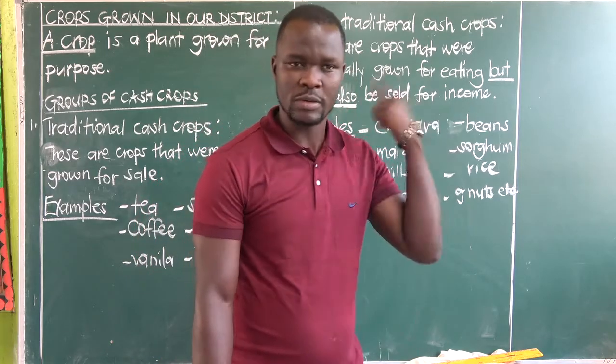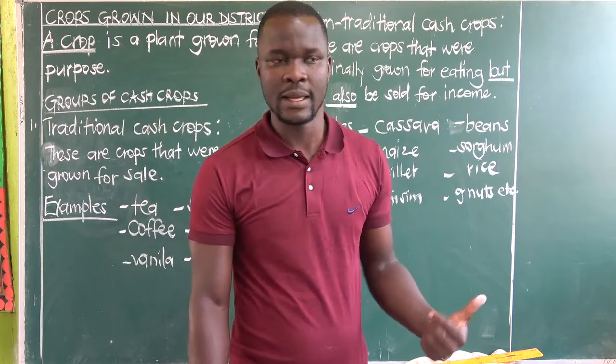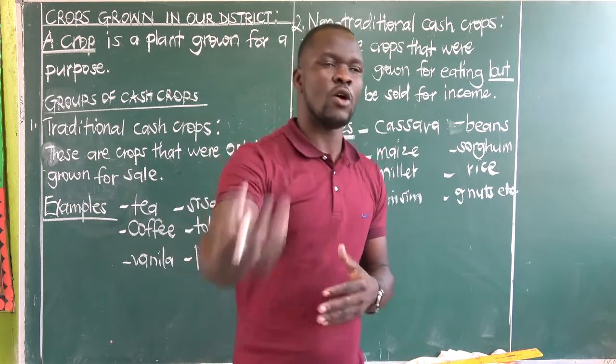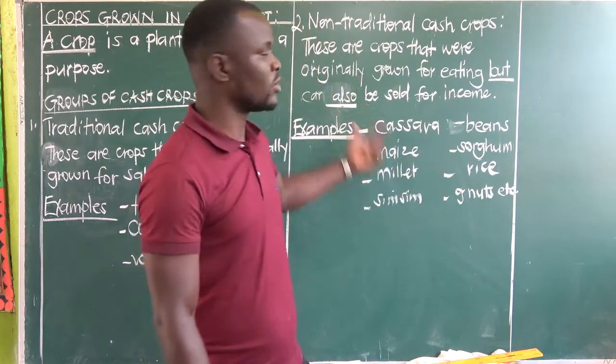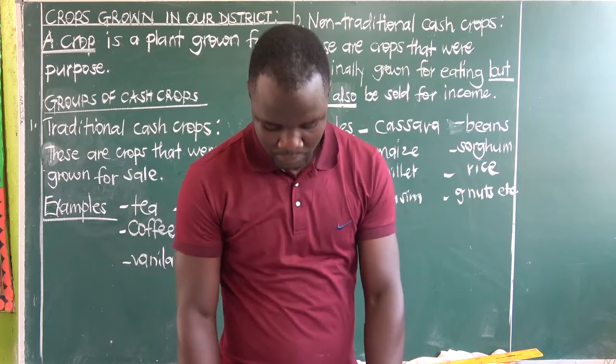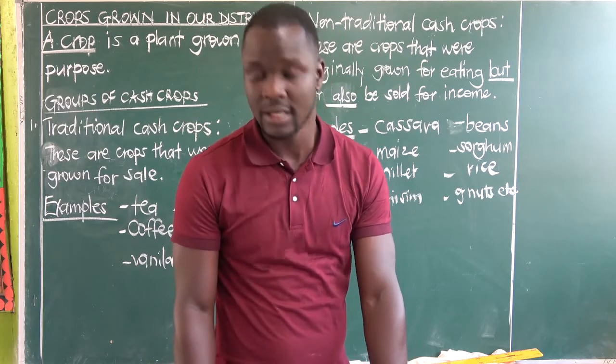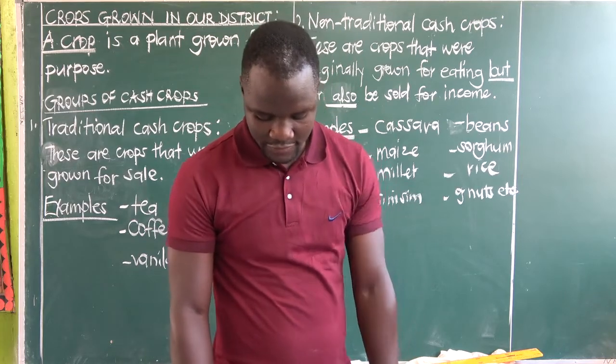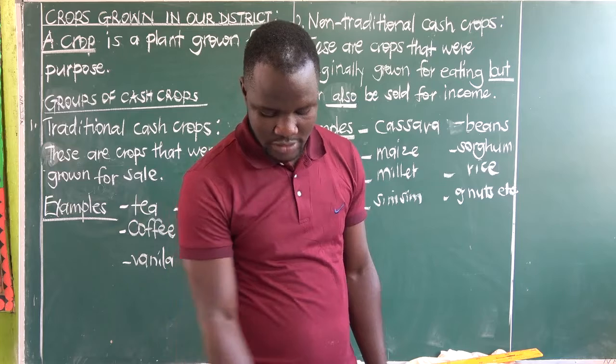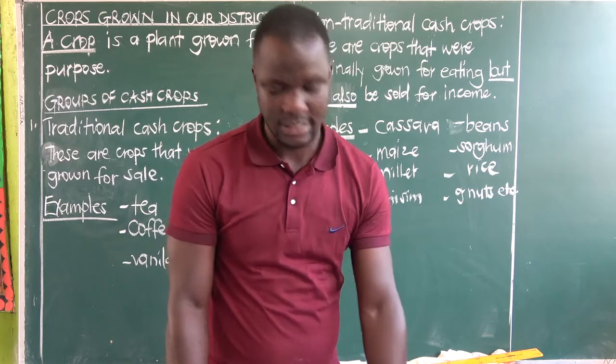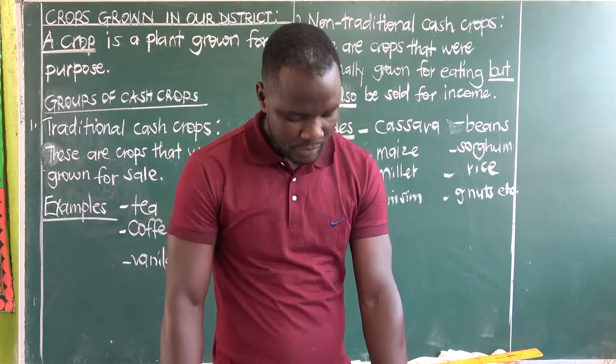They were grown at first for eating, but today they can also, I say this word also carries a lot of meaning there, they can also be grown for what? For eating, for sale. Meaning they can be sold and one gets money out of them.